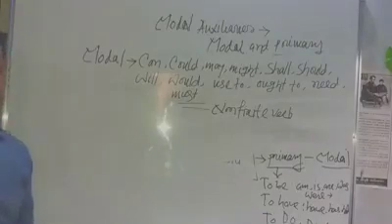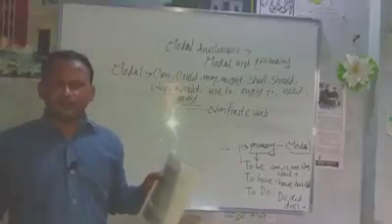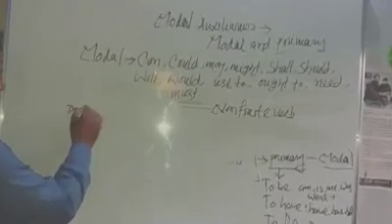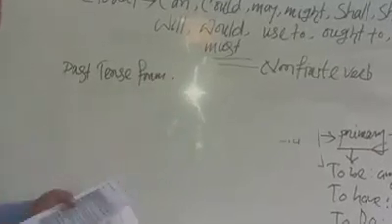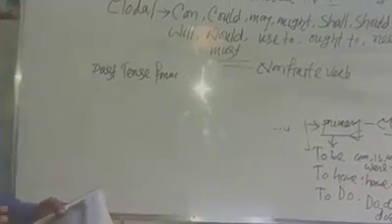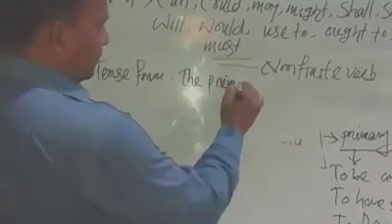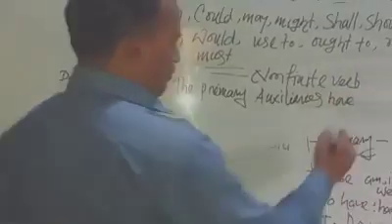Modal auxiliaries are different from primary auxiliaries in the following ways. Past tense form: the primary auxiliaries have a past tense form always. You know that the primary auxiliaries have a past tense form.